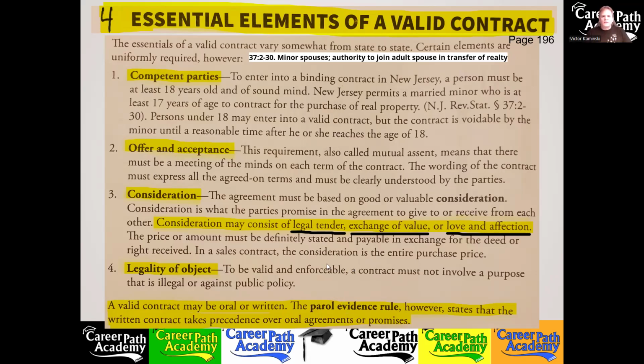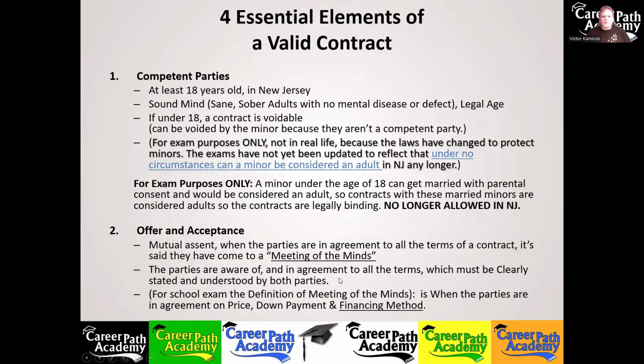Okay, so once again, just to recap, competent parties, you got to be at least 18 years of age or older. A sound mind, sane, sober adults with no mental disease or defect. Legal age. If under 18, the contract's voidable by the minor. Can't hold a minor to a contract unless they're married, for exam purposes.